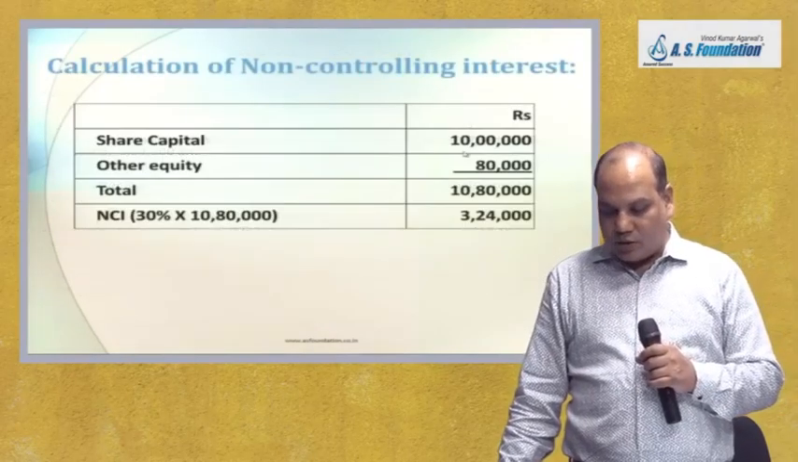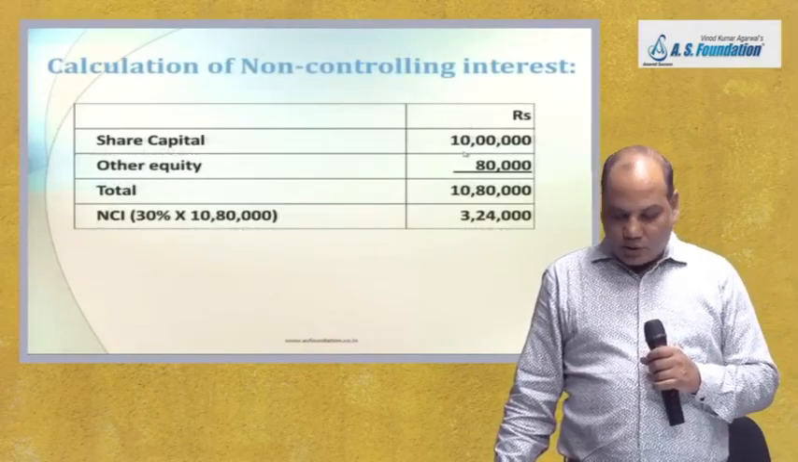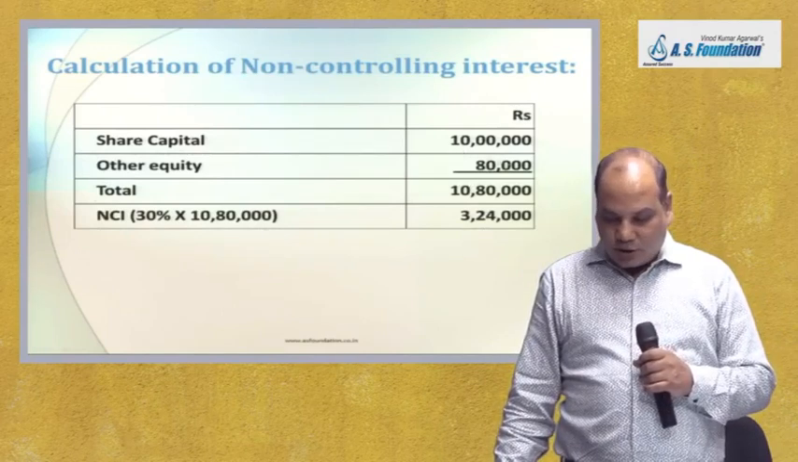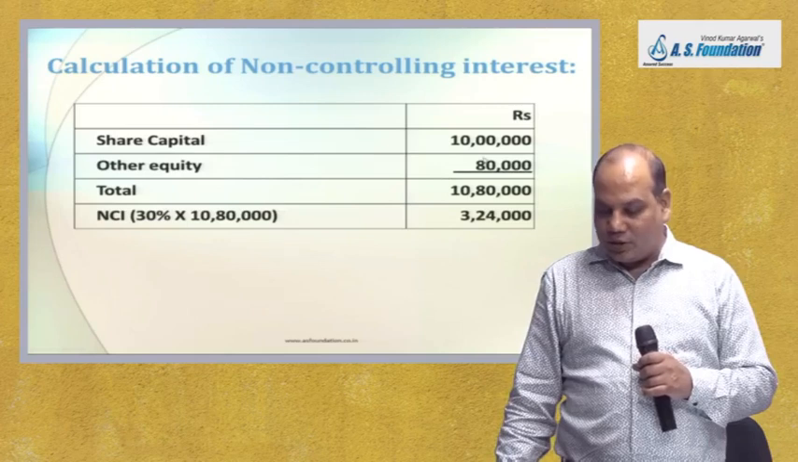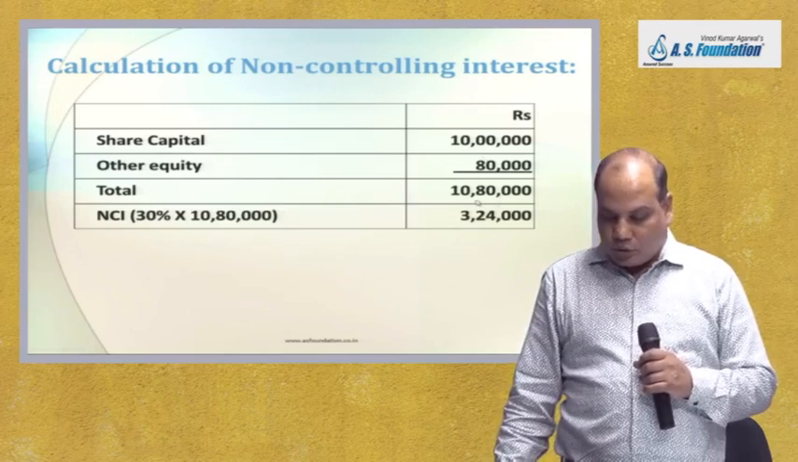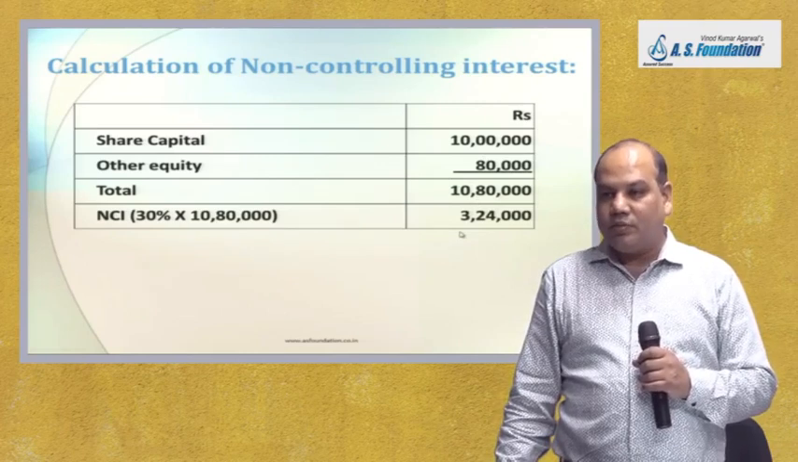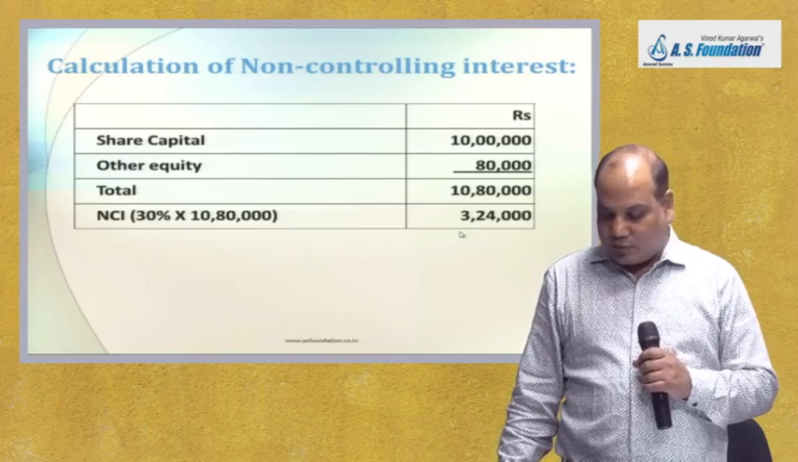Check the NCI answer. Question says assume assets are at fair value. So you will solve like this. Share capital 10 lakh, other equity 80,000, total 10 lakh 80,000. Therefore NCI 30%, 3,24,000.